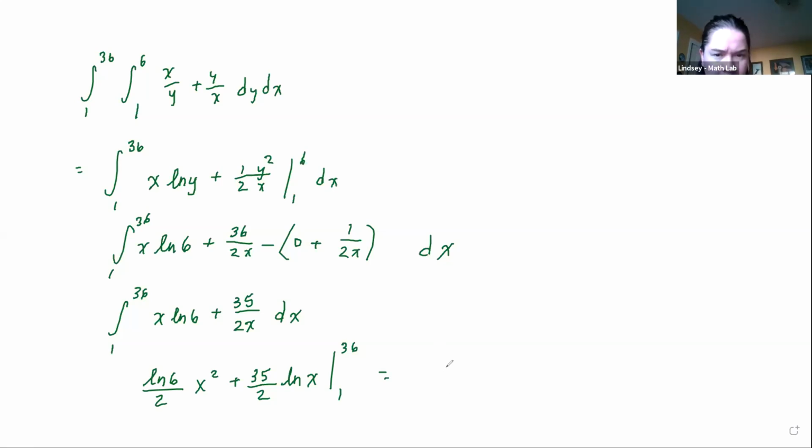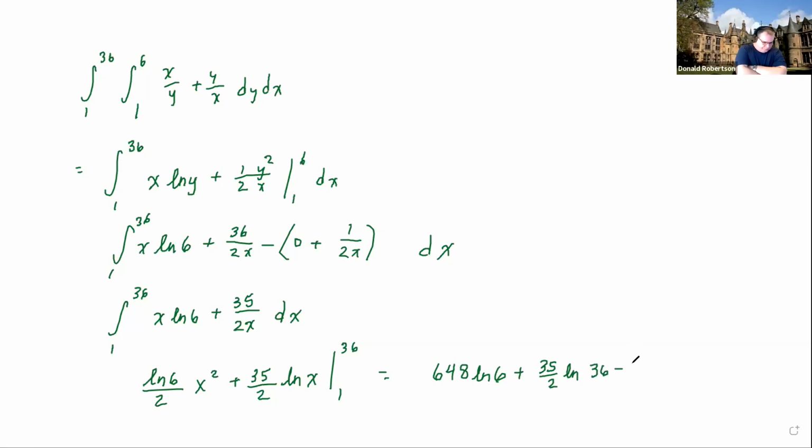So 36 squared over 2 becomes 648 ln of 6. I'll take your word for it. And then that becomes plus 35 halves ln 36 minus, that's going to be ln 6 over 2, and the second term is going to zero out, because ln of 1 would be 0. So there's not an awful lot you can do with this.